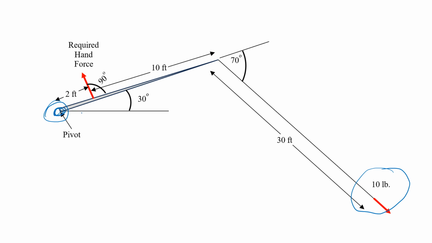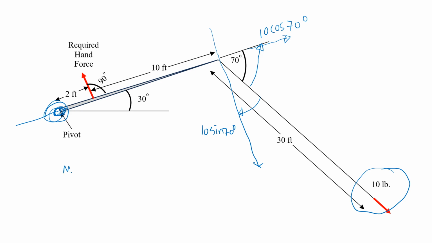So the most convenient way in this scenario would be simply to resolve this 10-pound force in a way so one of the components passes through that pivot point. So this component is going to pass through that pivot point, so it's not going to cause any moment. The other component, perpendicular to that direction, will be simply 10 sine 70 degrees. And then that will cause the moment with respect to the pivot point.